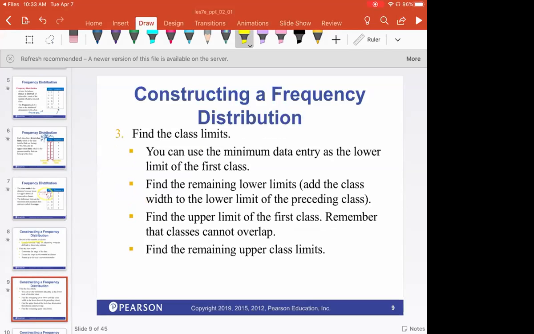The class limits. You can use the minimum data entry as the lower limit for the first class. Find the remaining lower limits by adding the class width to the lower limit of the preceding class. And find the upper limit of the first class. And remember that classes cannot overlap. And find the remaining upper class limits. So what it's basically saying is set up your lower limits first. And then just be careful to not double dip or overlap.